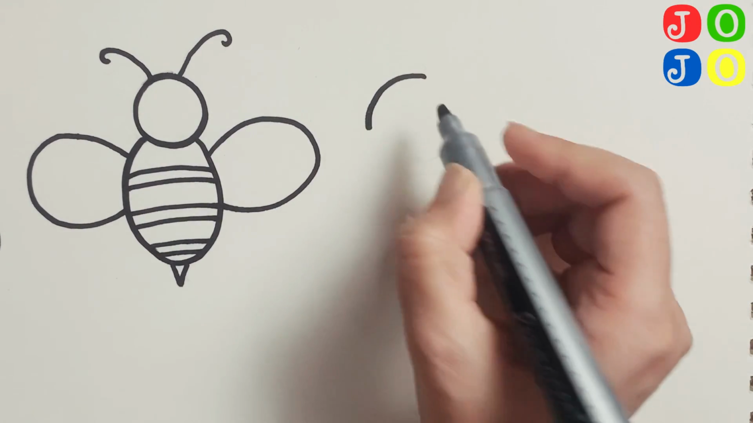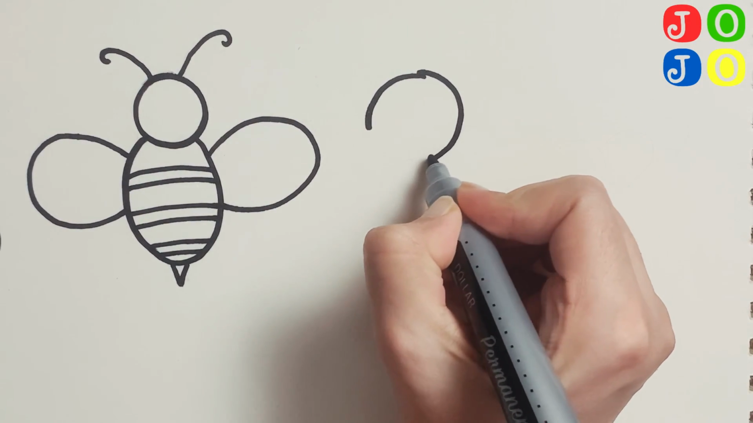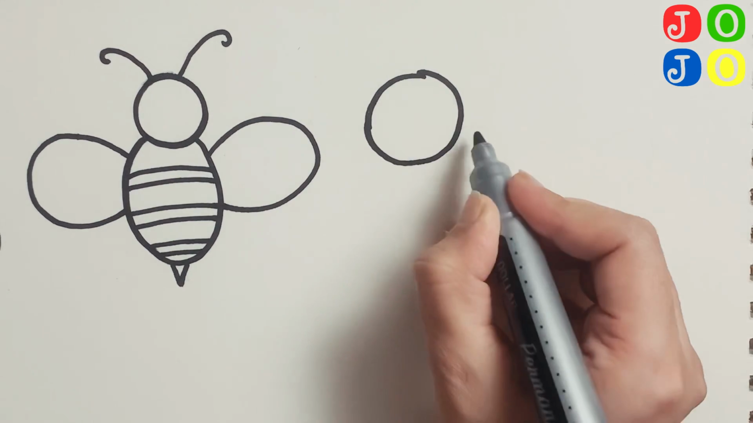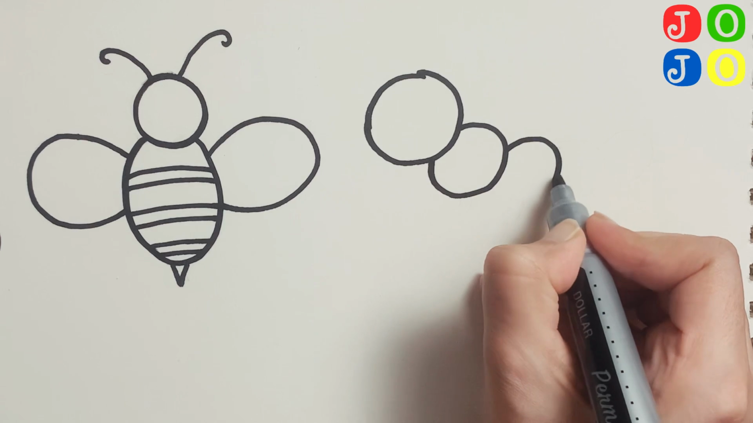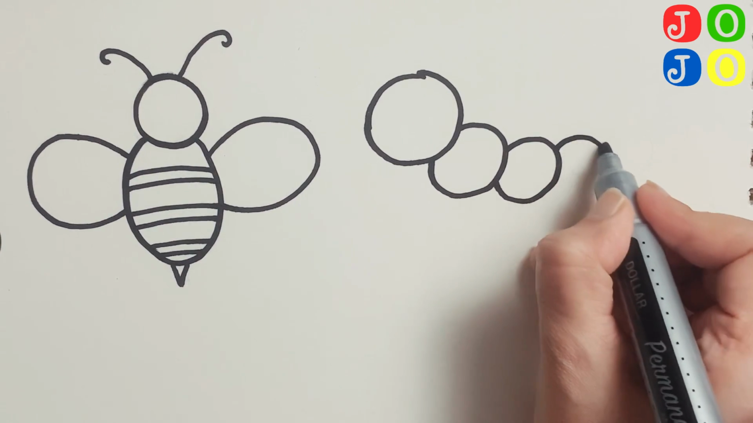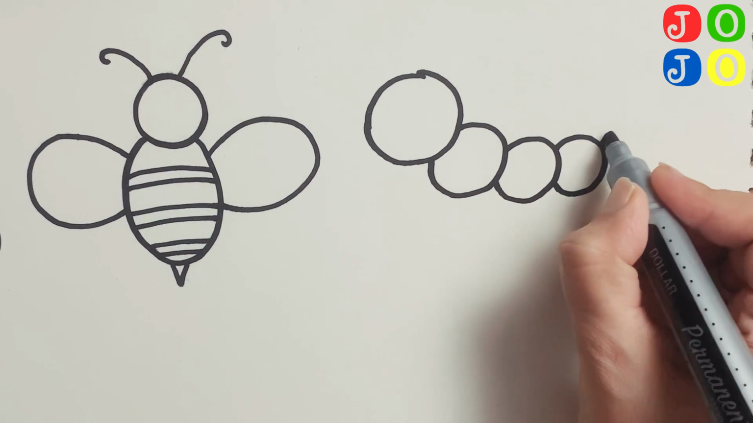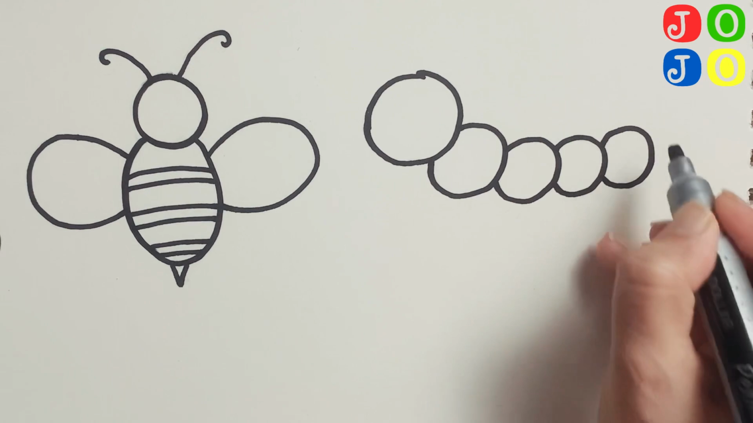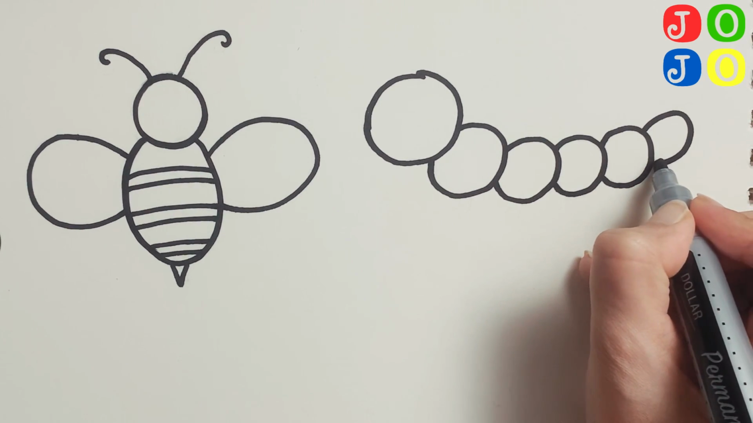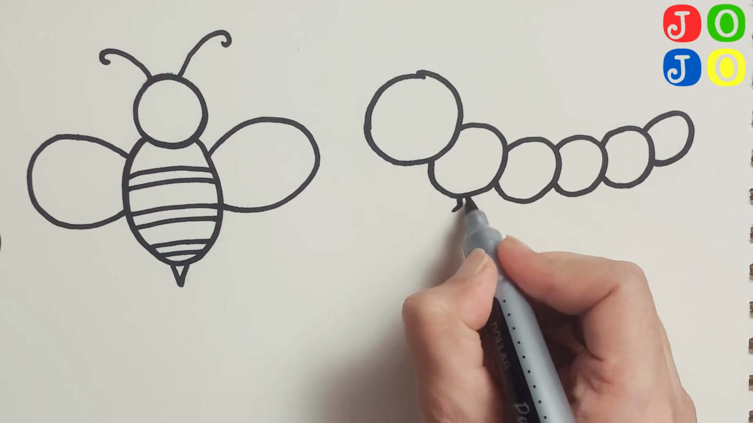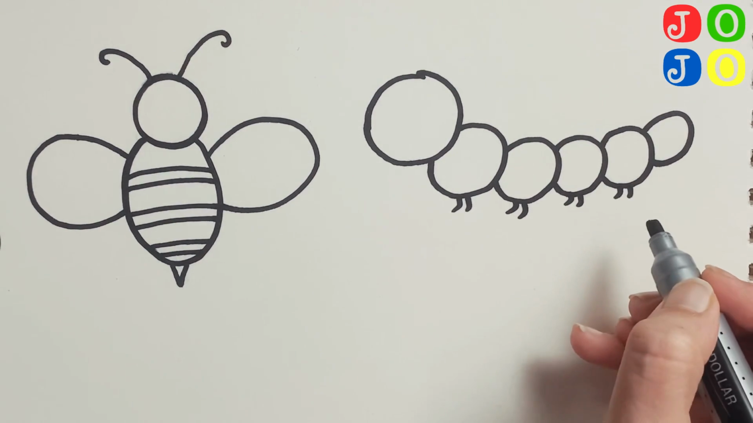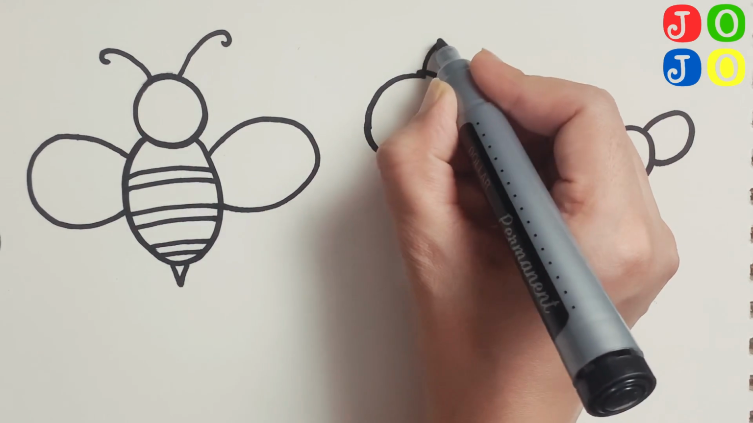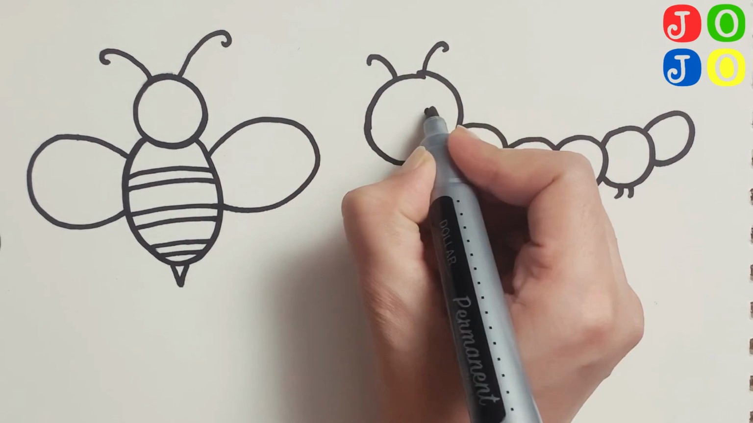Let's move on to another insect. We start again with making a circle, and this time we are going to make more than one circle. It seems like it's a long insect. Can you guess it now? I think it's a caterpillar. Yes, it's a caterpillar. You have guessed it absolutely right.